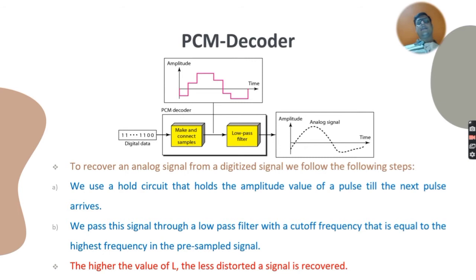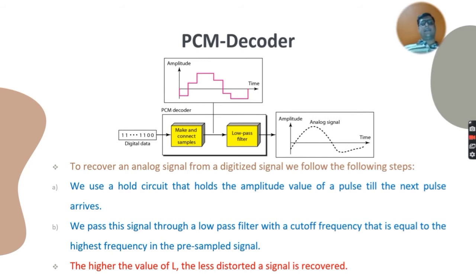So here to recover the analog signal from a digital signal, we have two steps as I have told. First, it will pass through a holding circuit, which will hold the potential until the next pulse arrives. That is the first step. Second, we need to pass the output of the holding circuit through a filter, which will reconstruct the original signal.